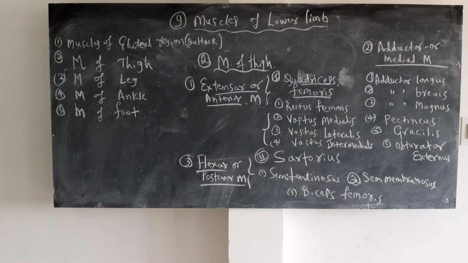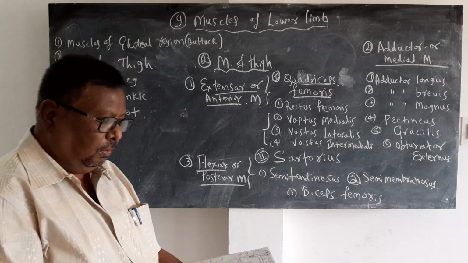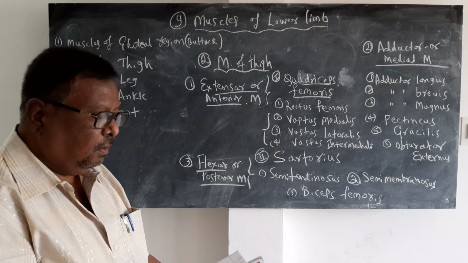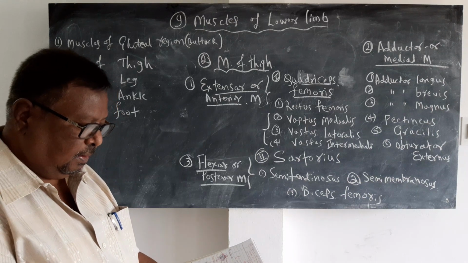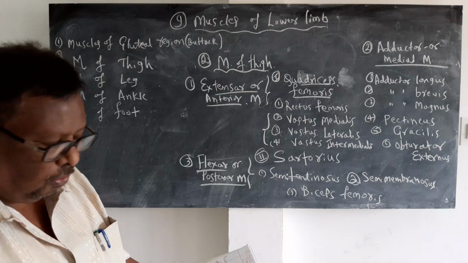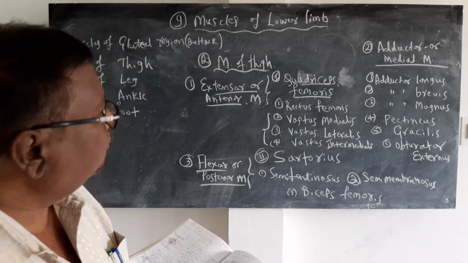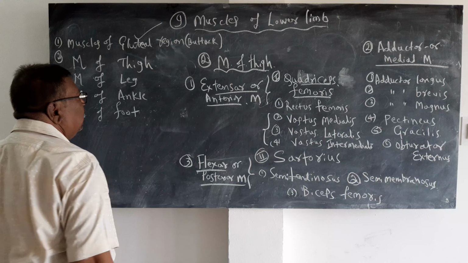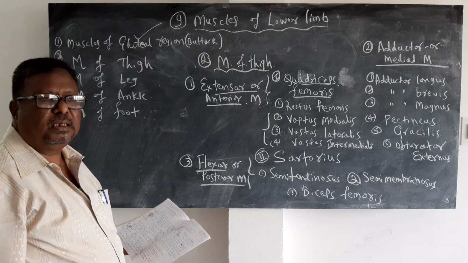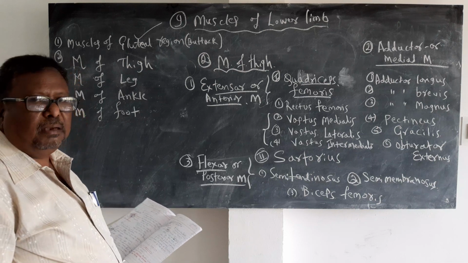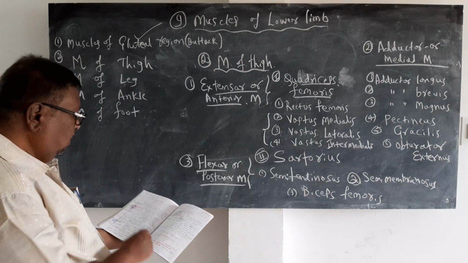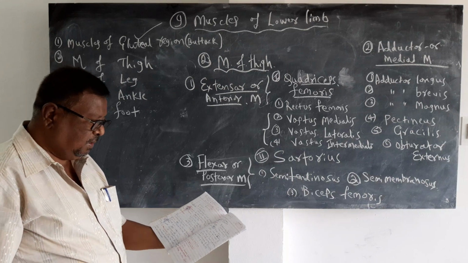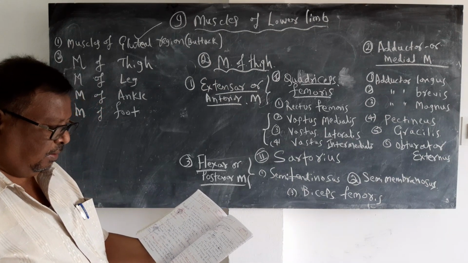Good morning, students. Today we are going to start the muscles of the lower limb. Already I have completed the first one, that is the gluteal muscles, also called the buttock muscles. The gluteal muscles, which are present below the backbone, are gluteus maximus, gluteus medius, gluteus minimus, gemellus superior and gemellus inferior.